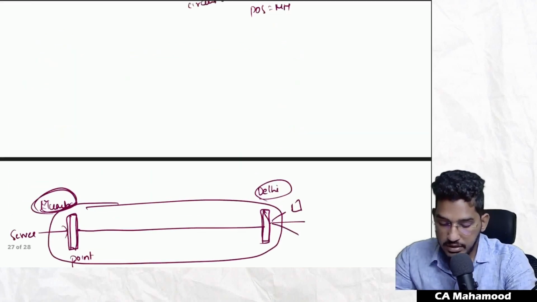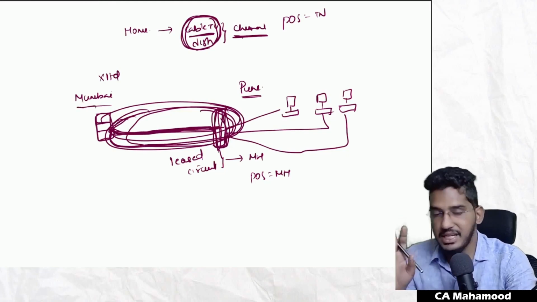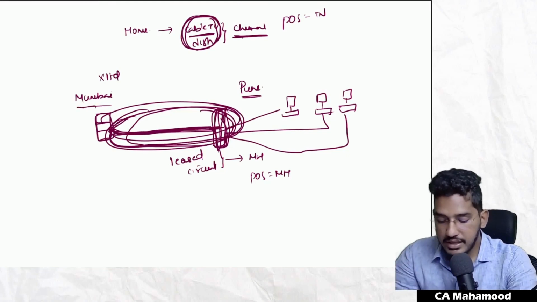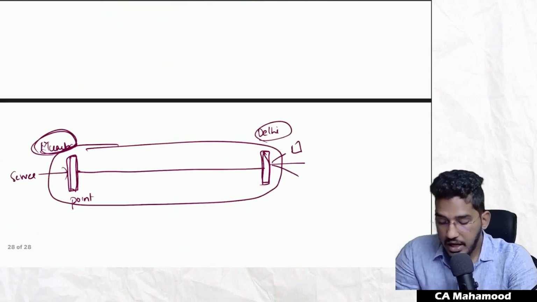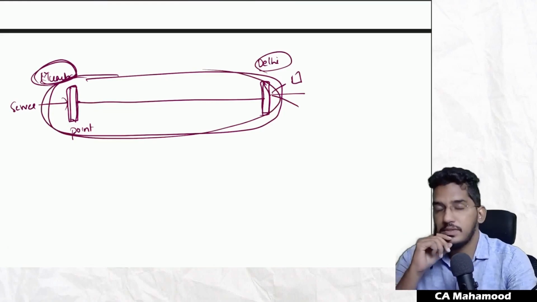In the previous example, the circuit is there in one state only, Mumbai and Pune. Both the points are there in the same state. So here we can directly say, since the entire circuit is in the same state, we can say place of supply as Maharashtra. Now I am telling this circuit is running between two states. Then what is the place of supply?